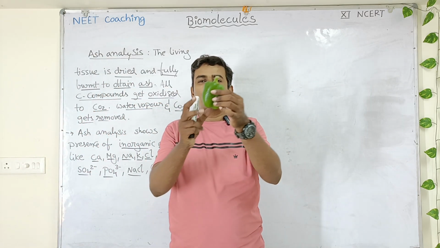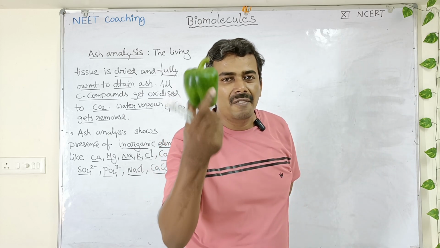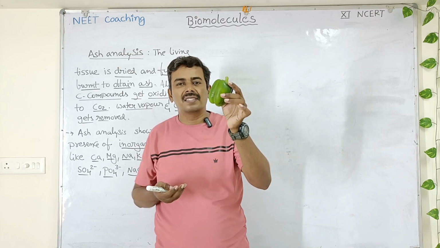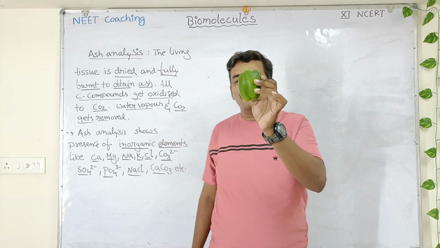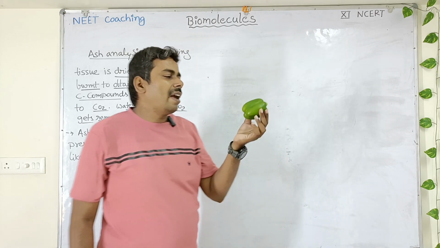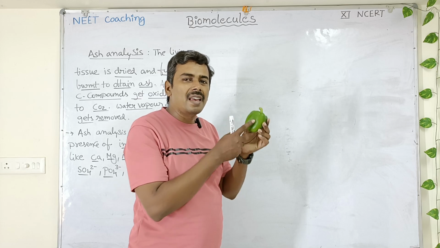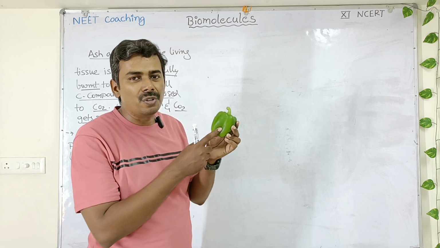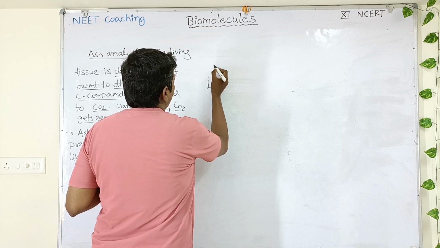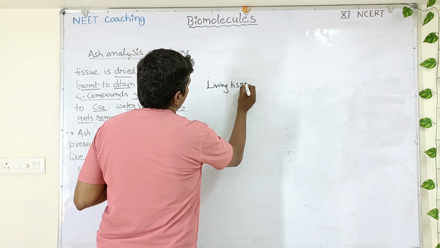Students, I have brought a capsicum vegetable. Let us consider this is a living tissue because it is full of living cells, isn't it? So this is the living tissue I am taking as an example. Directly I cannot use it for burning. First of all, I should dry this capsicum fruit. First of all, I will select my living tissue. It is my choice.